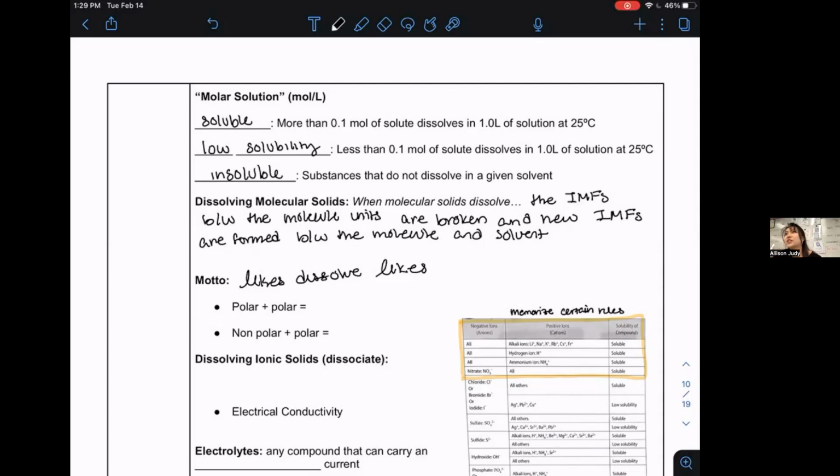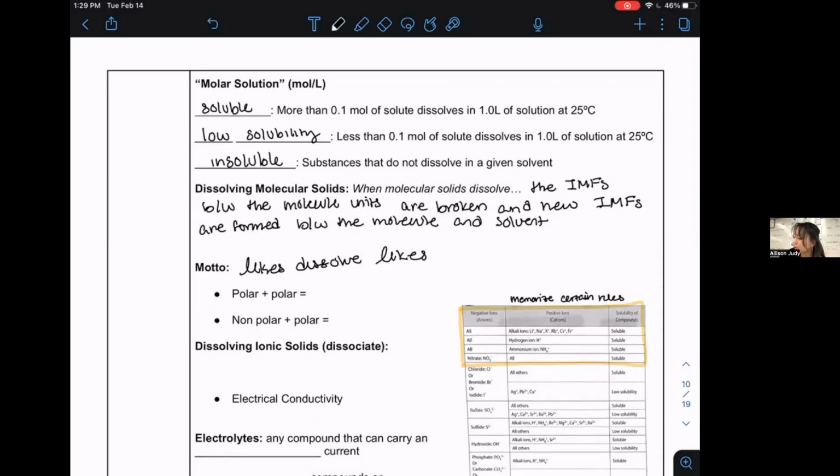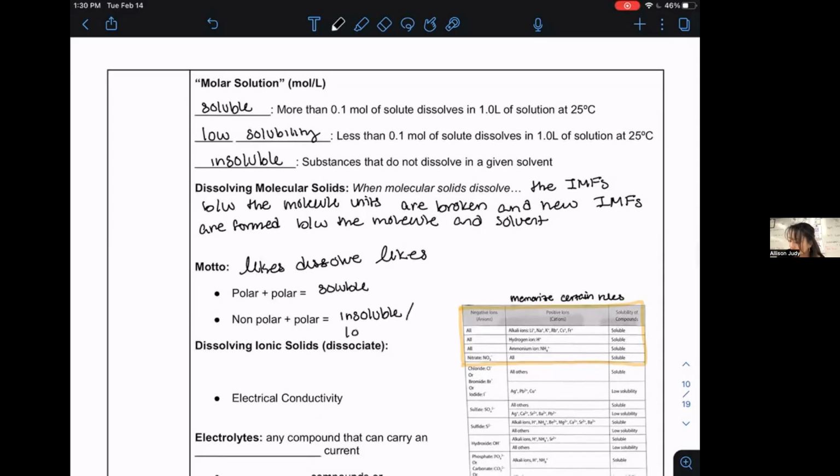Well, what I say to myself is, according to solubility rules and characteristics, substances with similar polarity will dissolve in, or mix well with, other substances with similar characteristics. So polar plus polar will be soluble, but non-polar plus polar will be insoluble, or at least low soluble. I'm just trying to make it shorter.